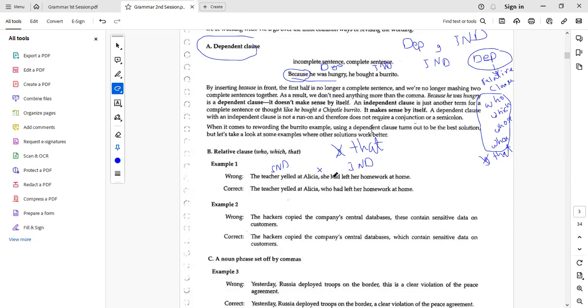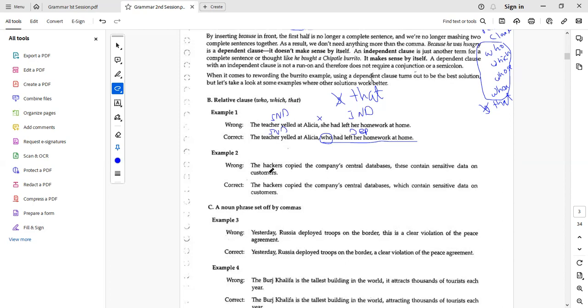What he did now is change the second one to be dependent by putting a relative clause. He put who: the teacher yelled at Alicia, independent, who had left her homework at home. So this is now dependent, and he put a comma before it. This is now right. Another example: the hackers copied the company's central databases, independent.